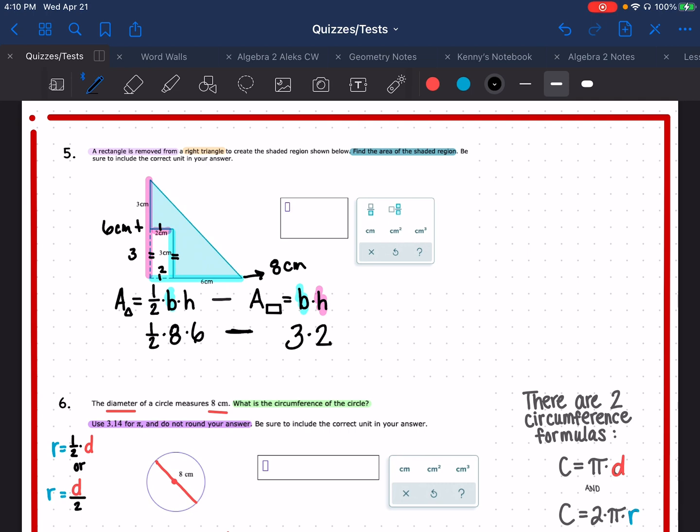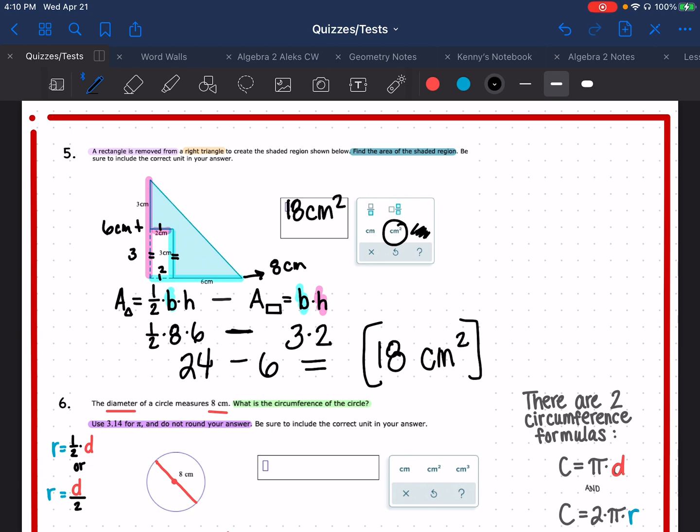Well, 1/2 times 8 times 6 is 24. And 3 times 2 is 6. 24 minus 6 is 18. And they're talking area, centimeters squared. Please don't pick the cubic. All right. If your larger portion that's shaded looks more like a rectangle, then you would just switch the two and do the rectangle's area minus the triangle's area.